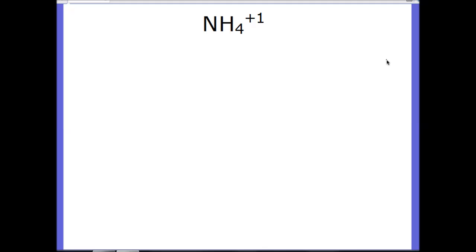Let's take a look at the ammonium ion, which is a positively charged ion, or a cation. Remember, cations are positive. We have a nitrogen, which is in group 5. We have a hydrogen, which is in group 1, but there are 4 of them, so we add those up and we get 5 plus 4 is 9. Since the charge is plus 1, I have to subtract 1 valence electron. So we are down to 8 now.